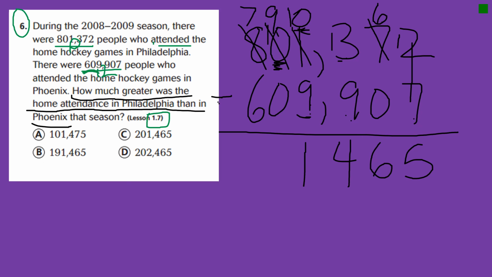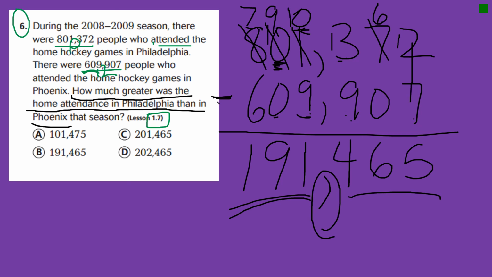Okay, so then 9 minus 0 is 9. 7 minus 6 is 1. So carefully read this number. Read that part first, just like it's in the hundreds. 191,465. It's also good to practice reading those numbers, isn't it? So choice B is the difference between the Philadelphia attendance and the Phoenix attendance. Okay? Awesome job. Now do all the rest your teachers want you to do.